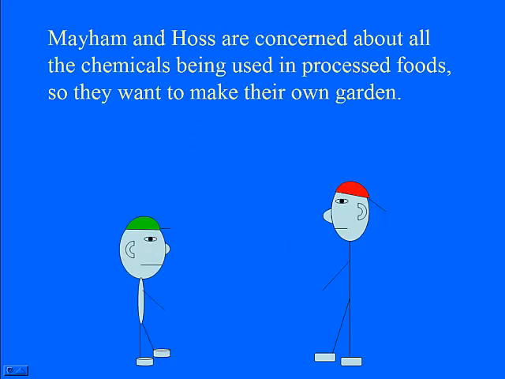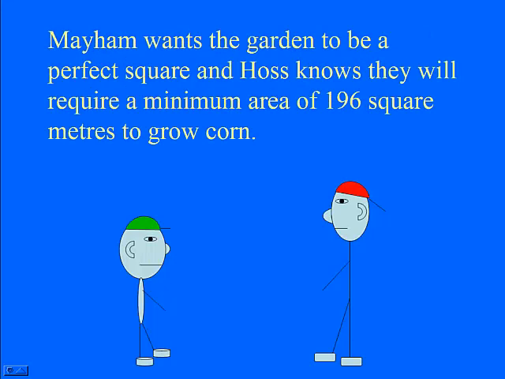We will begin with a problem involving our friends Mayhem and Haas. Mayhem and Haas are concerned about all the chemicals being used in processed foods, so they want to make their own garden. Mayhem wants the garden to be a perfect square, and Haas knows they'll require a minimum area of 196 square meters to grow corn.